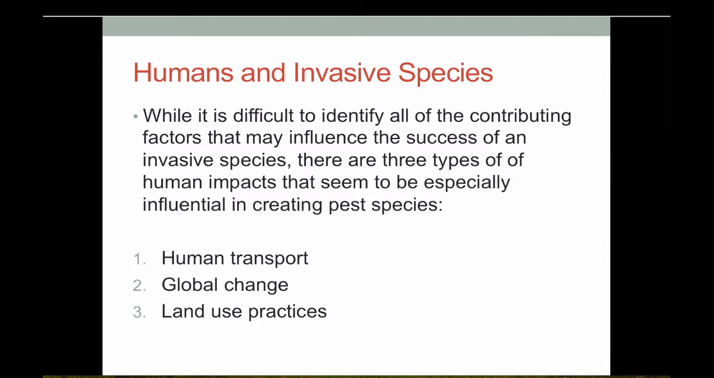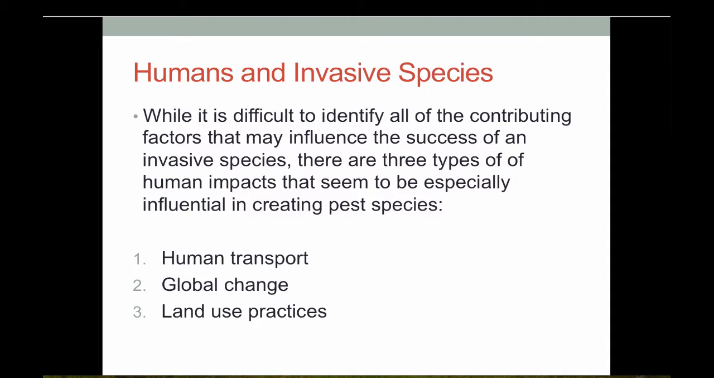But even though it's going to be very difficult for you to define all of those contributing factors, there are three types of human impacts that seem to be especially influential in creating pest species and in creating these invasive species. And these three human factors are human transport, global climate change, and land use practices. And so we can look at each one of these here and think about that a little bit.